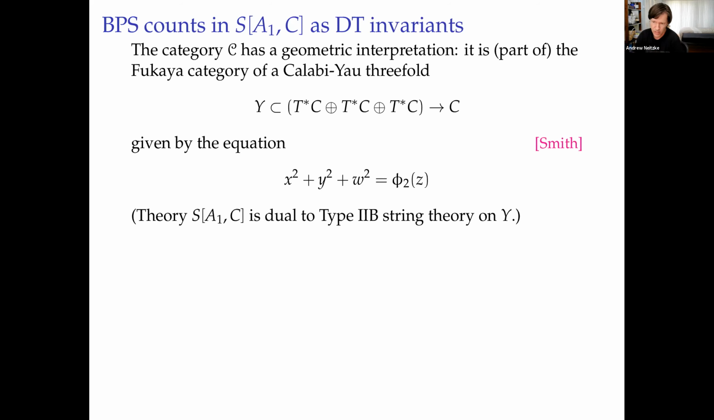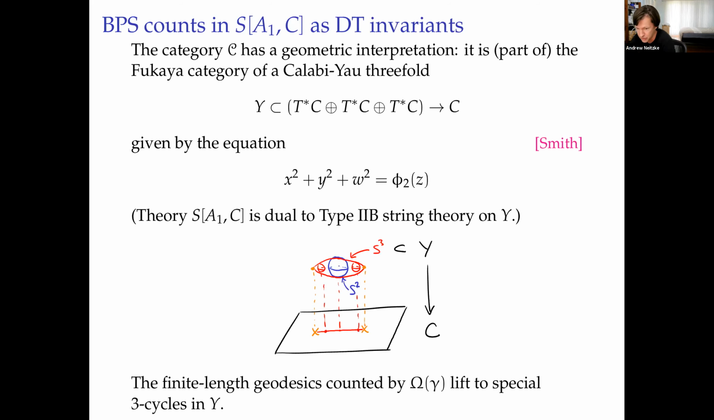And so from the physics point of view, the reason you expect this is that the quantum field theory you're studying is actually dual to string theory, type 2B string theory formulated on this Calabi-Yau threefold. And then there's a nice picture that goes along with it. The generalized DT invariants of the Fukaya category are expected to count some version of special Lagrangian 3 cycles inside of the Calabi-Yau.